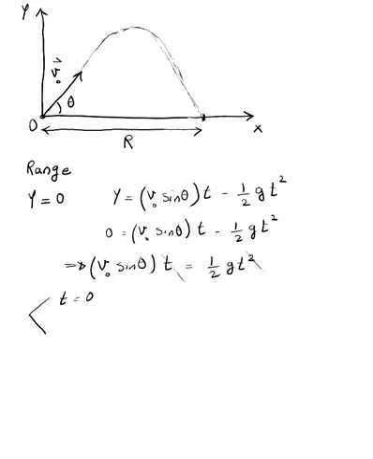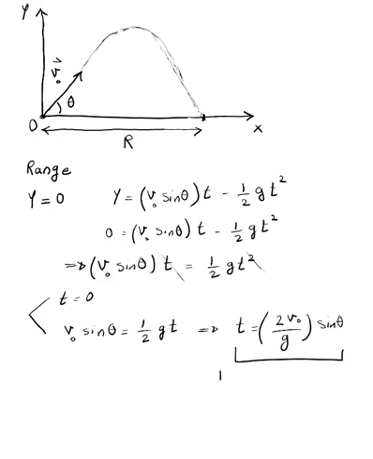v naught sine theta equals half g t, or t equals 2 v naught divided by g sine theta. Okay, so this is another solution. This is the time when the projectile lands. So time of landing, meaning the time that occurs here. So this is equation 4.11 in your book.